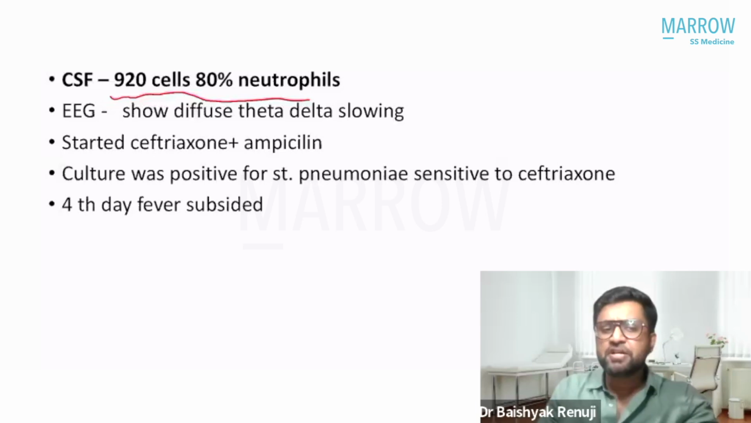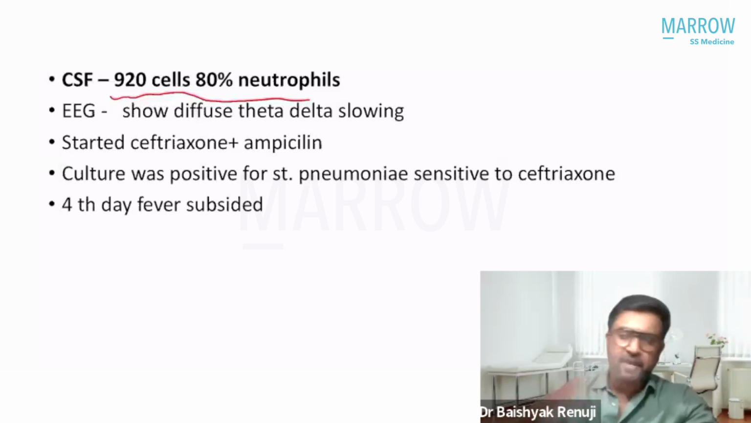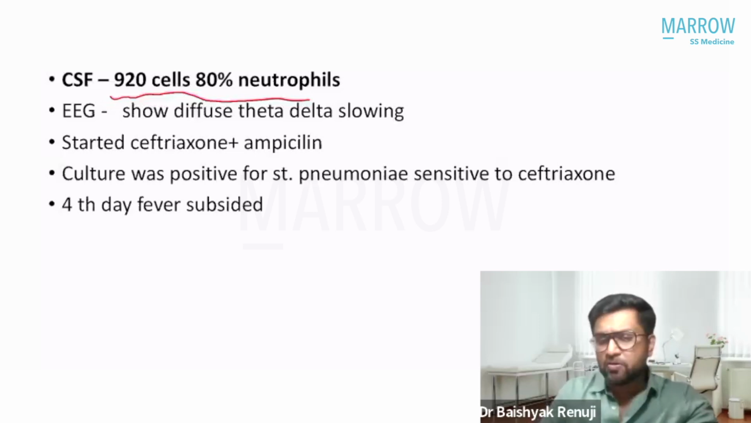I did an EEG, which showed diffuse theta slowing. That also is uncommon in stroke. Actually, I did the EEG prior to taking the MRI because I had a doubt in the morning when I took the rounds whether it was an encephalitis or something. Then I discussed with my radiologist whether there is something in this area. Then we started him on ceftriaxone and ampicillin.